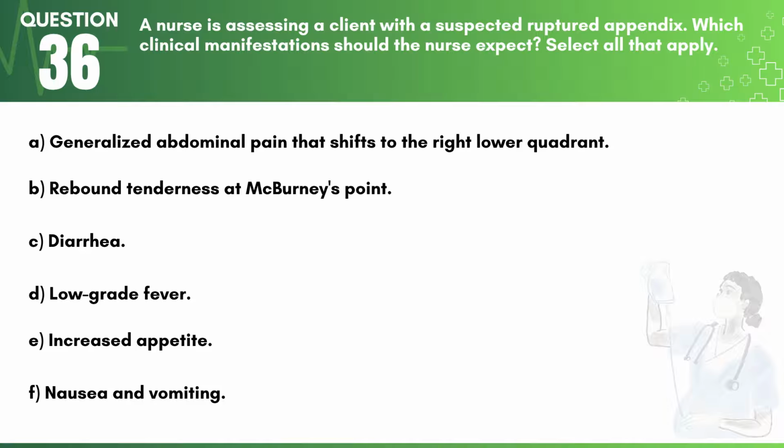B. Rebound tenderness at McBurney's point. C. Diarrhea. D. Low-grade fever. E. Increased appetite. F. Nausea and vomiting.